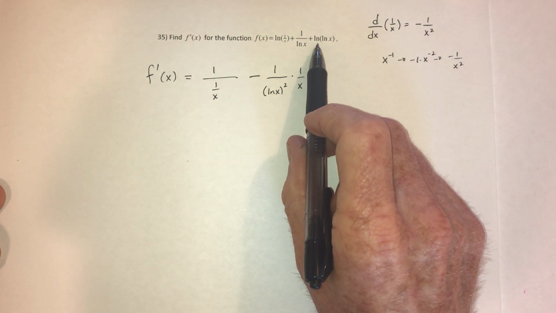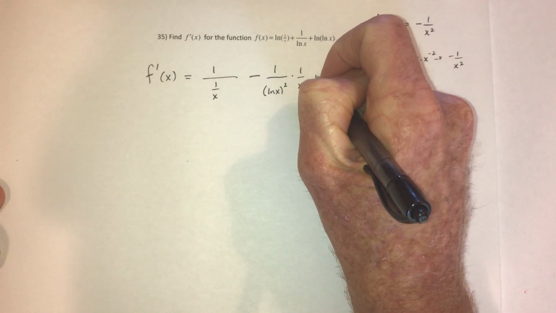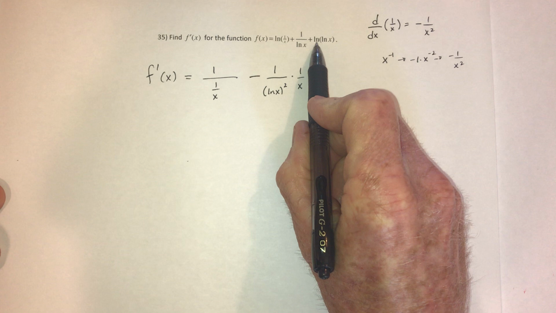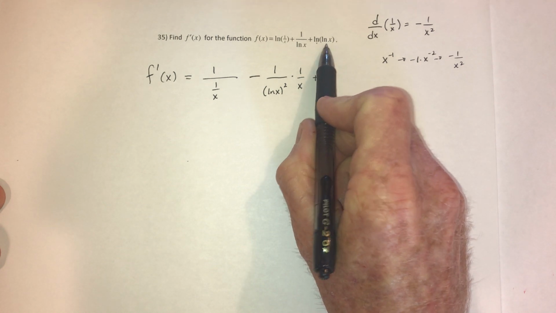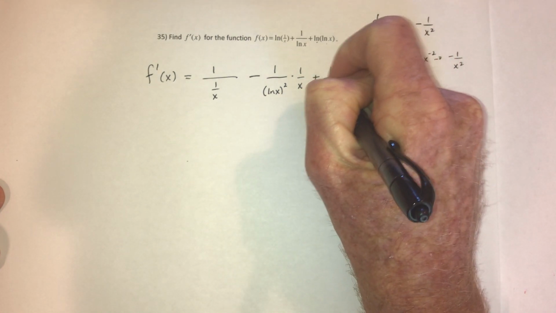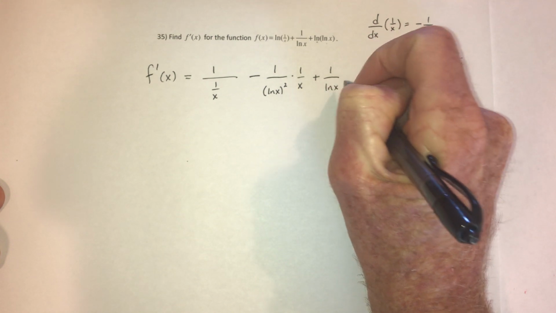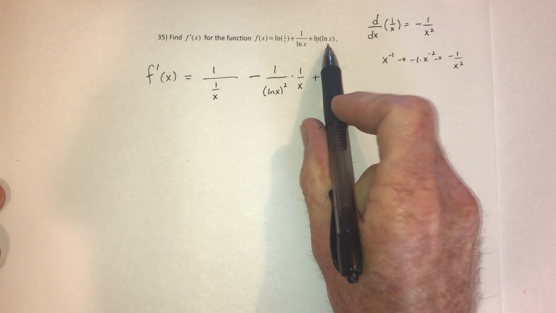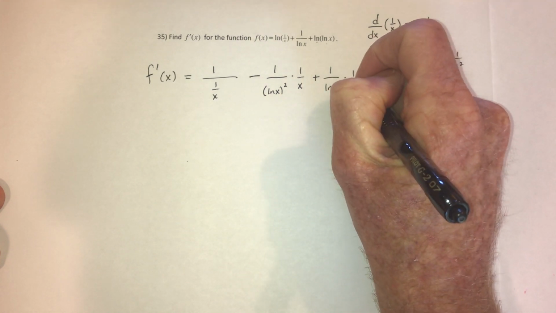Then what if it's the natural log of the natural log? So for this natural log right here, its derivative will be 1 divided by whatever's in the parentheses. So that would be 1 over the natural log of x. And then we need to do the chain rule. The derivative of the inside part is 1 over x.